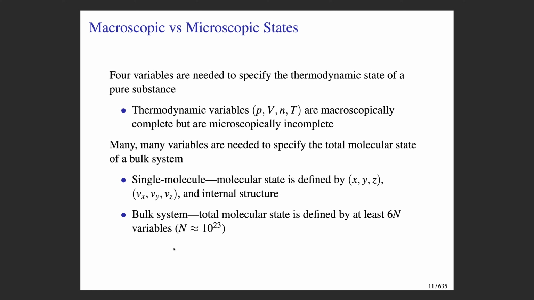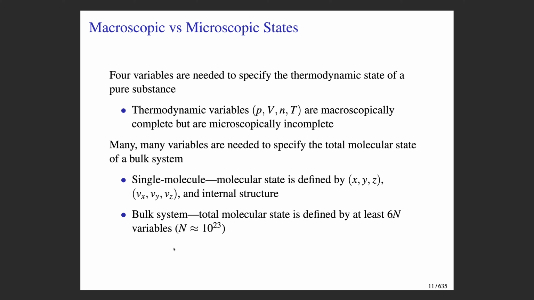So in order to specify the thermodynamic state of a pure substance, you need to specify 4 quantities. Okay, so there's 4 variables that you need to specify the thermodynamic state of a pure substance. These are the pressure, the volume, the number of moles of that substance, and the temperature of that system. If you know those 4 things, then from a thermodynamic perspective, you know everything that you need to know. Right? What that means is that from the thermodynamics perspective, knowing the 4 quantities is a macroscopically complete set of variables. From those 4, everything else can be determined.